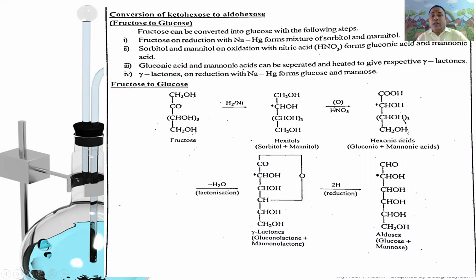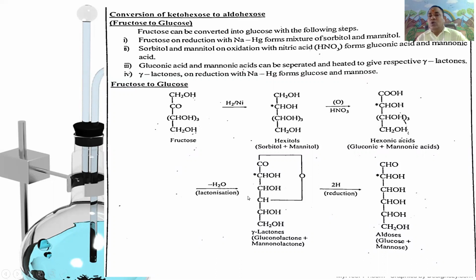With concentrated nitric acid, the first carbon containing the primary alcoholic group undergoes oxidation to give an acid group, that is aldonic acid, or gluconic acid or mannoic acid: COOH, CHOH, CHOH taken 3, CH2OH. It is called aldohexanoic acid, or it can also be called gluconic acid or mannoic acid.